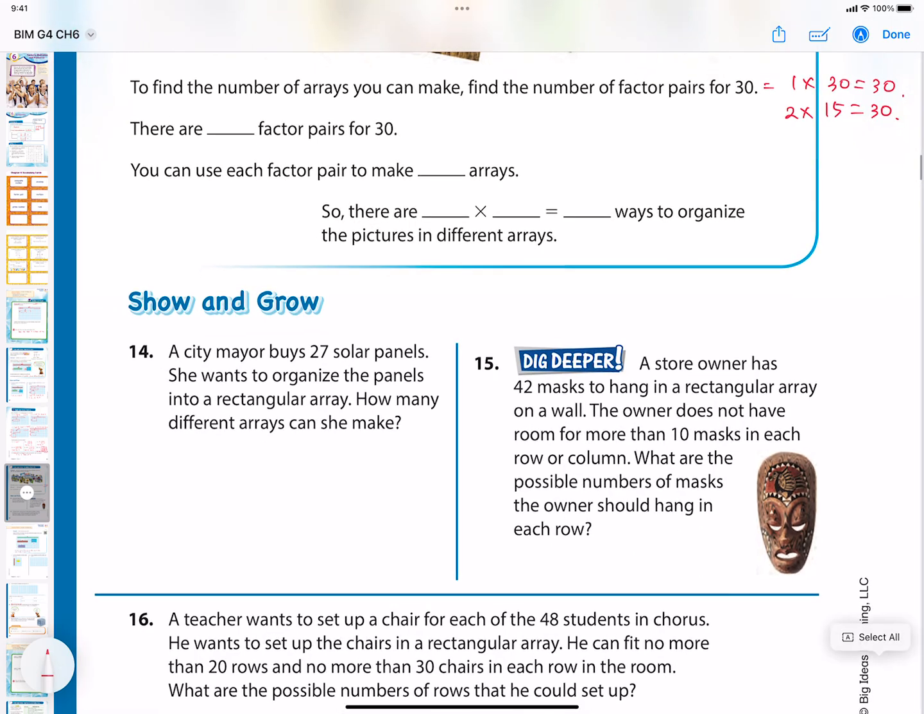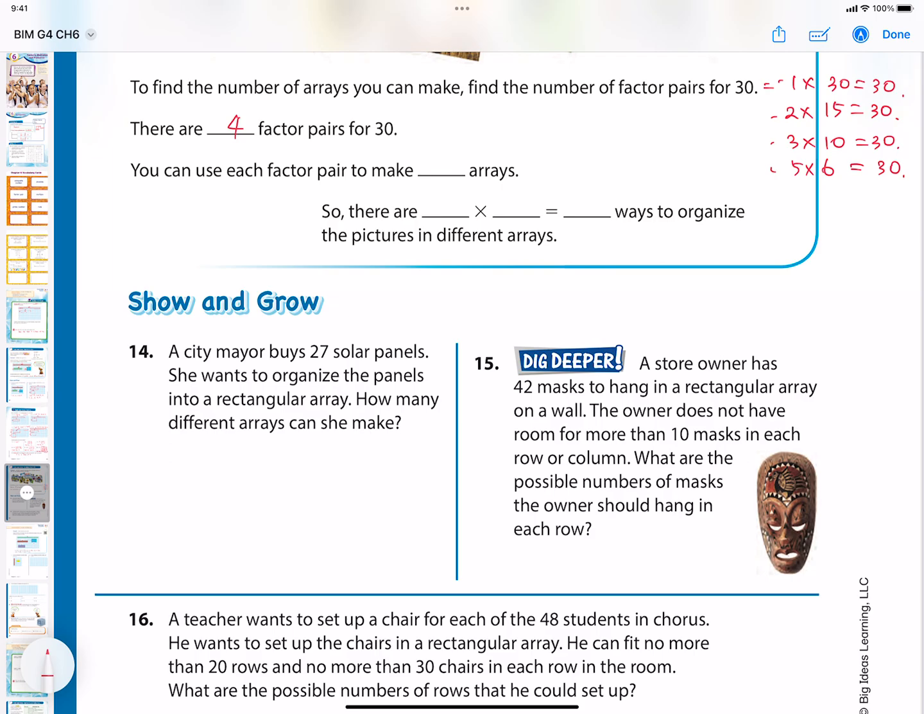All right, next. 3 times, I know 10 is what? Also 30. What about 4? No, 30 is not a multiple of 4. What about 5? Yes. 5 times 6 is what? 30. What about, oh, we already have 6. That means what? You don't have to go more than that. So how many factor pairs are there? 1, 2, 3, 4. 4 pairs, right?